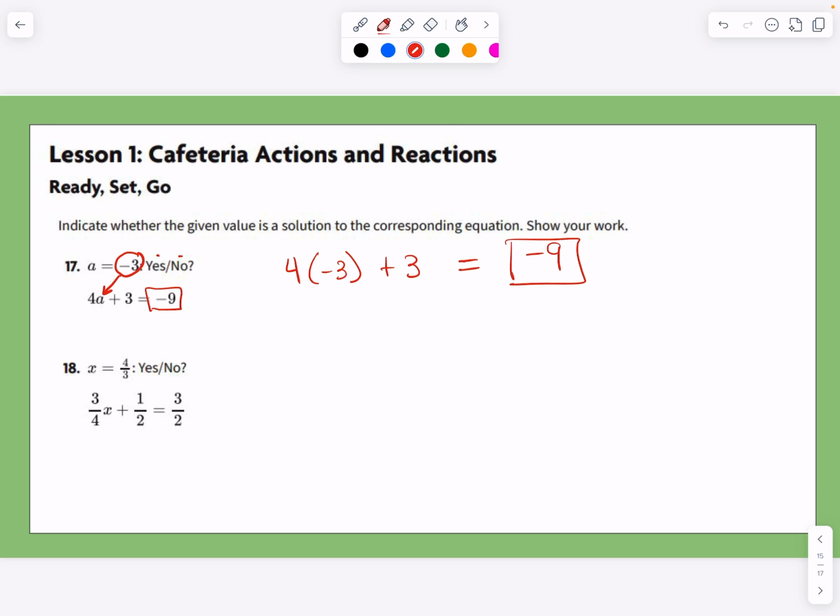So 4 times -3 is -12 plus 3. -12 plus 3 is -9. And sure enough, that equals that. So we would say, yes, that does work out just fine.